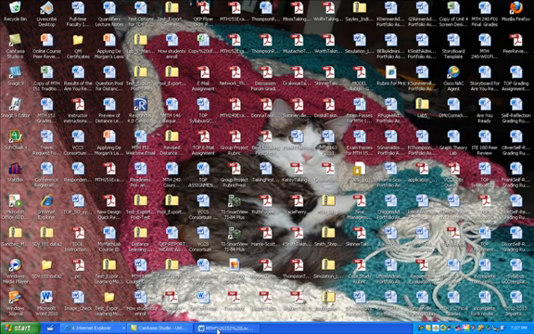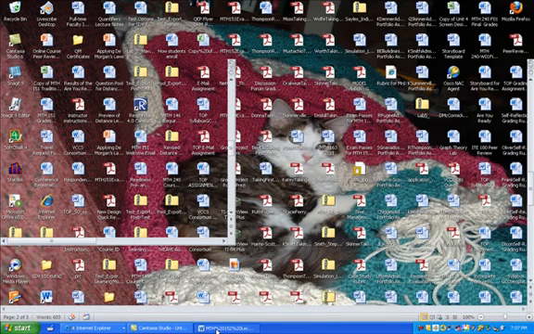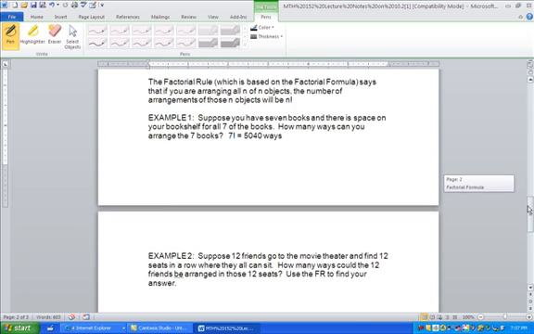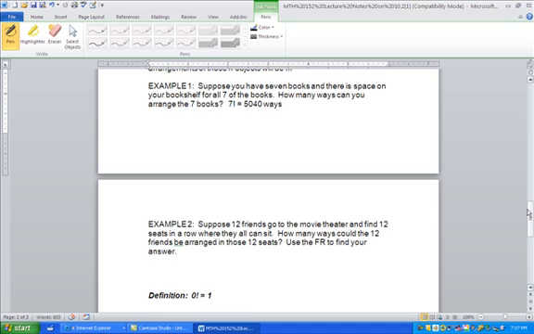Okay, let me go back to my lecture here. We're almost through. Okay, so suppose you have 7 books and there is a space on your bookshelf for all 7 of the books. How many ways can you arrange the 7 books? And it would turn out that you could arrange them in 7 factorial ways. So you're going to multiply 7 times 6 times 5 times 4 times 3 times 2 times 1 on your calculator, or if you have a special factorial key, you can use that.